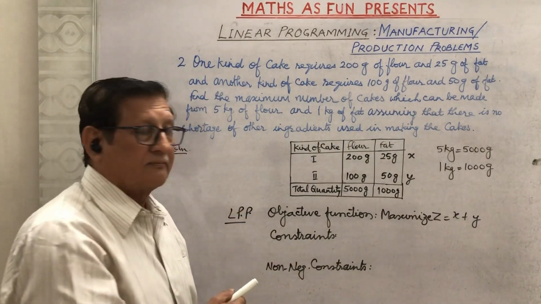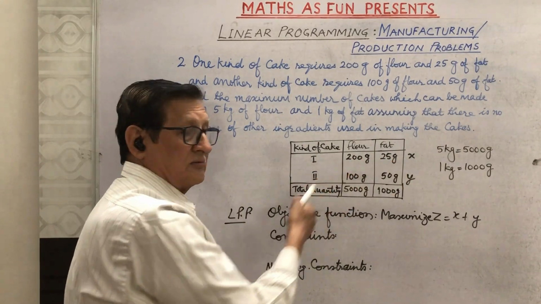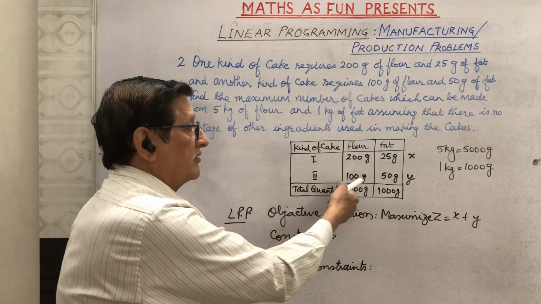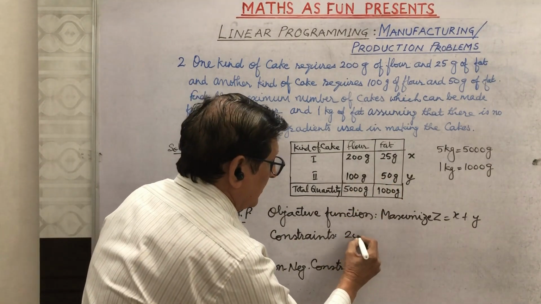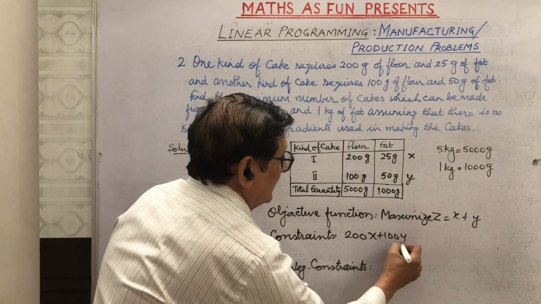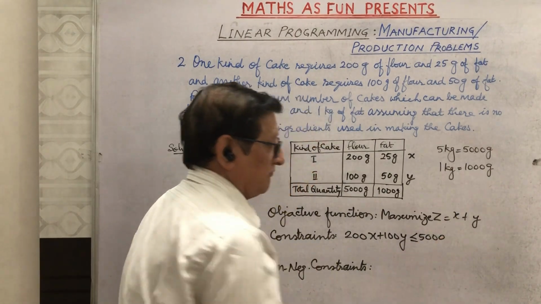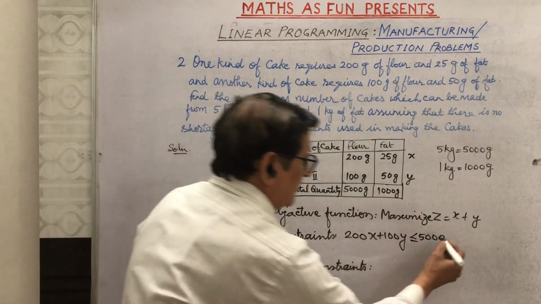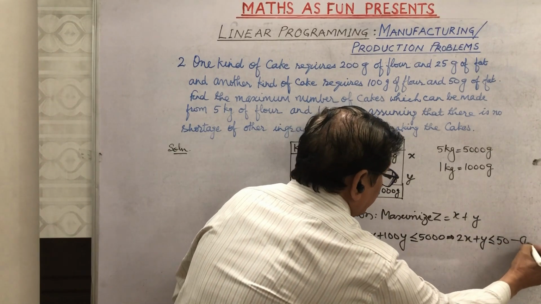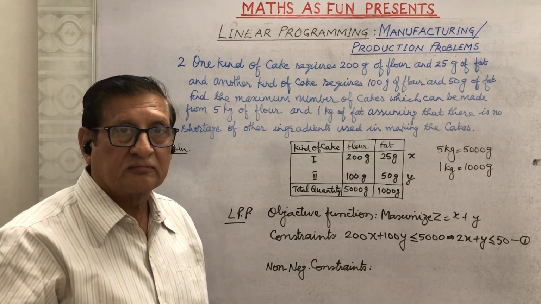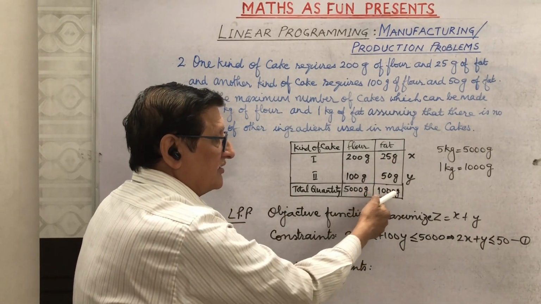What are the constraints? Here we find the flour required by first is 200 gram, x number, it means 200x. And this is requiring 100 gram, y cakes, 100y. So this will be 200x plus 100y is less than equal to 5000. If we simplify this dividing by 100, we are getting 2x plus y is less than equal to 50. This is first constraint.